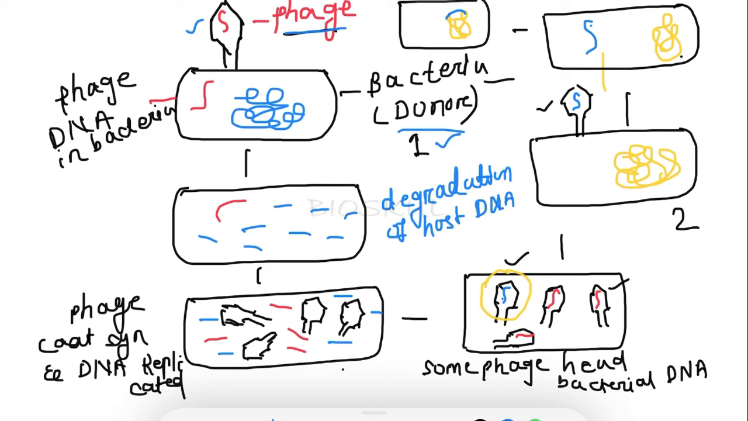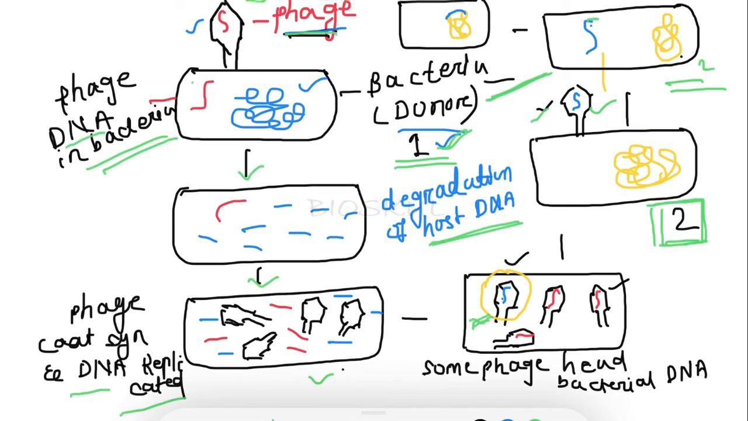So here you can see the bacterial gene is transferred from one bacteria to another bacteria via a virus, which is known as transduction. When the DNA of bacteria 1 enters bacteria 2, the DNA is integrated into the second bacteria's chromosome.